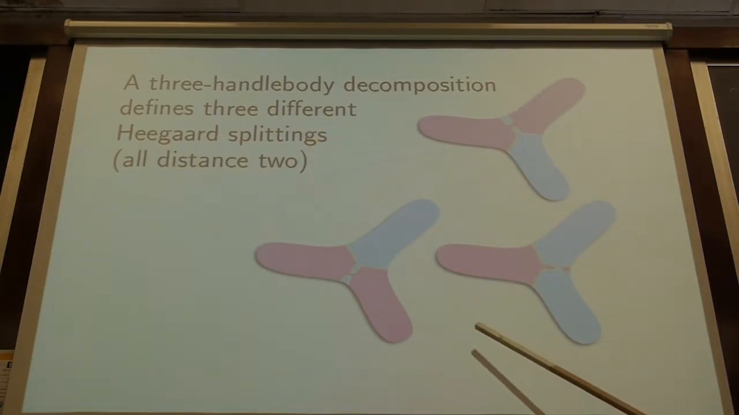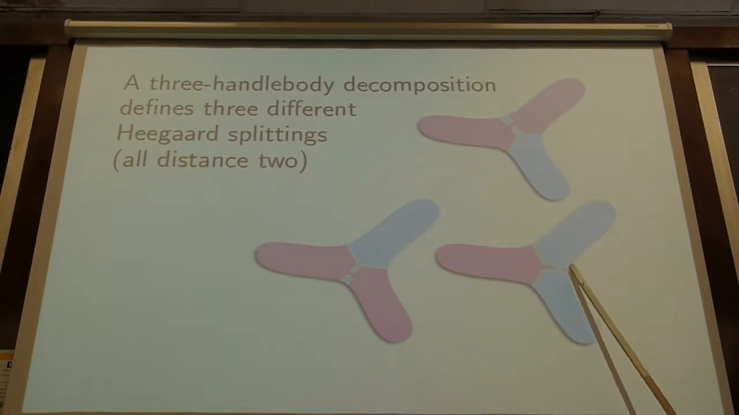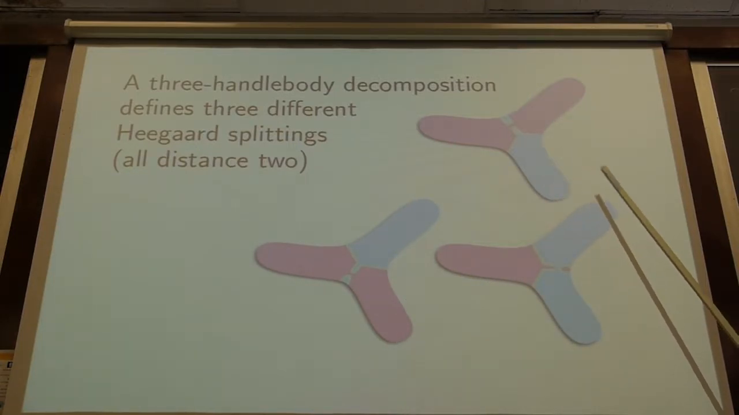We picked the bottom and the left handle bodies to combine. We could have picked the upper and the right handle bodies, or the upper and the left, and so we get three different Heegaard surfaces. So this is three different Heegaard surfaces in the same three-manifold.